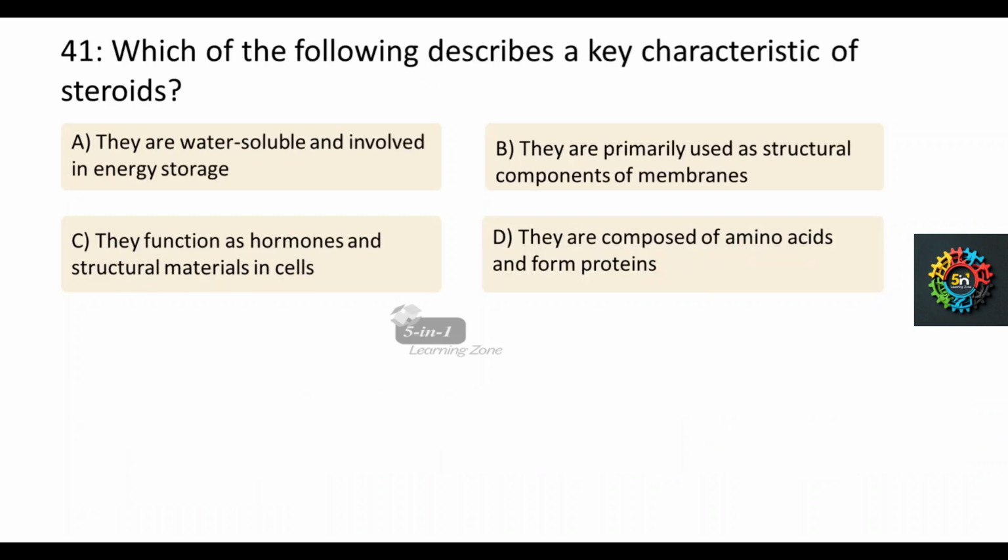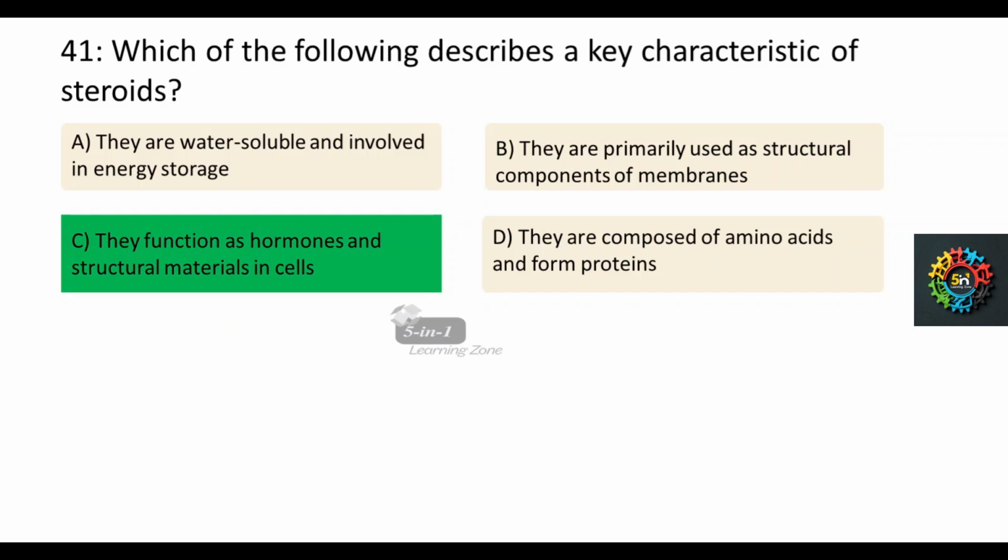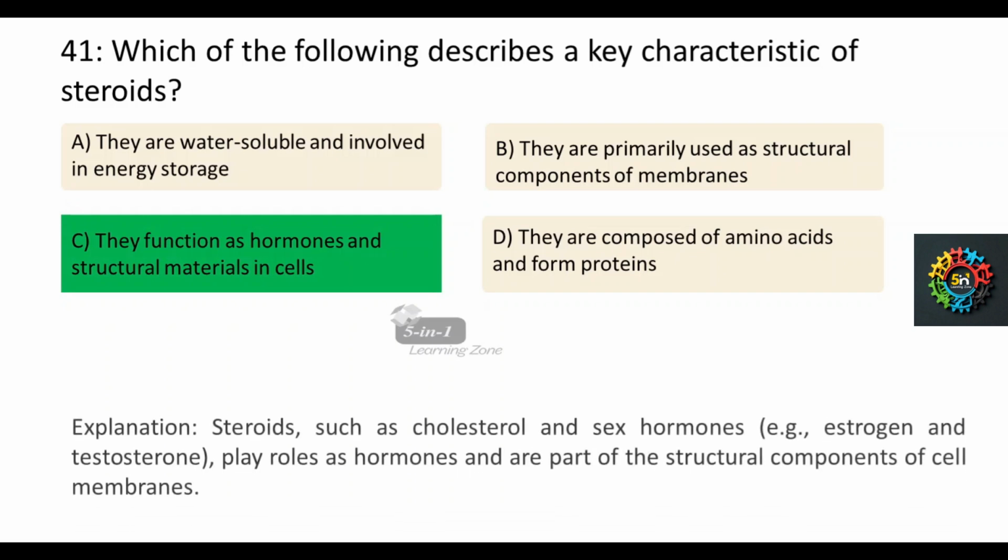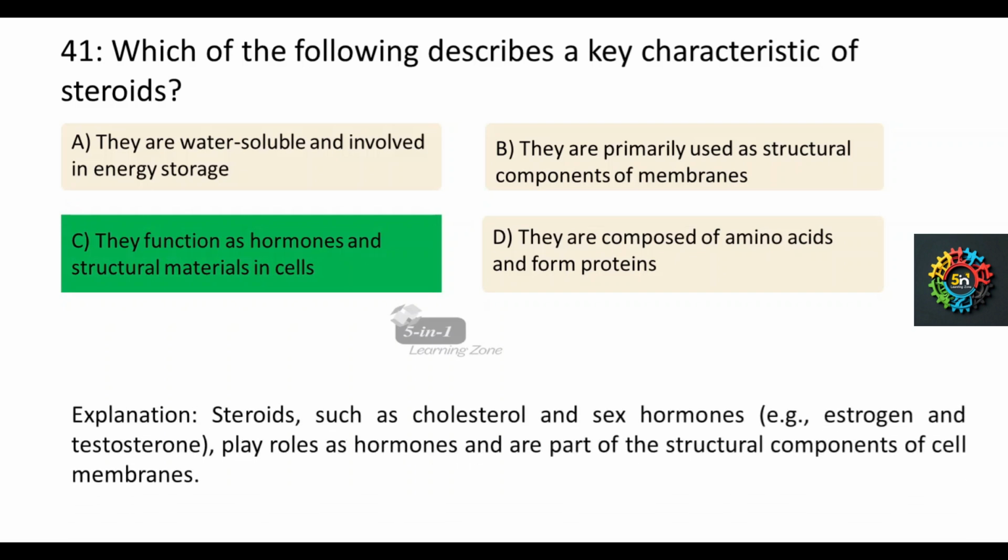41. Which of the following describes a key characteristic of steroids? Correct answer. C. They function as hormones and structural materials in cells. Explanation. Steroids, such as cholesterol and sex hormones, for example estrogen and testosterone, play roles as hormones and are part of the structural components of cell membranes.